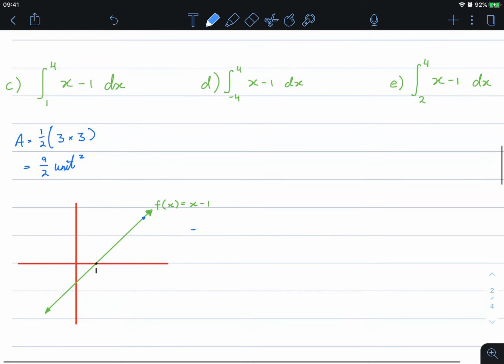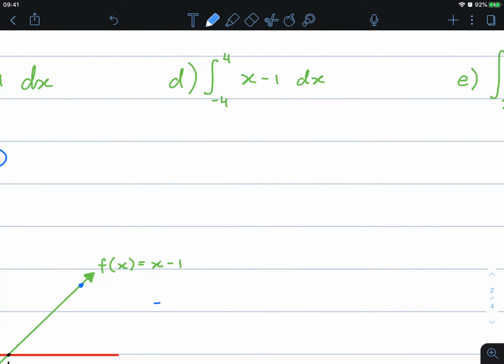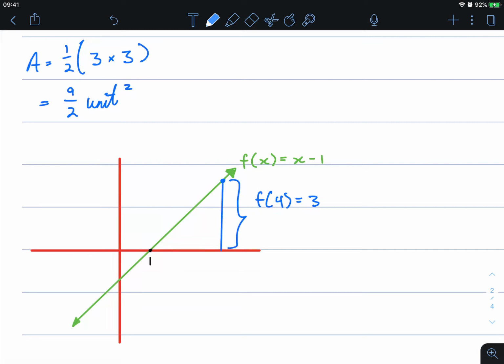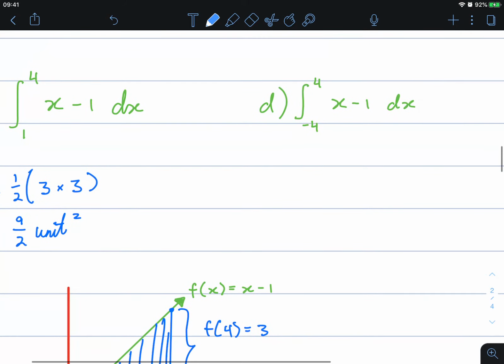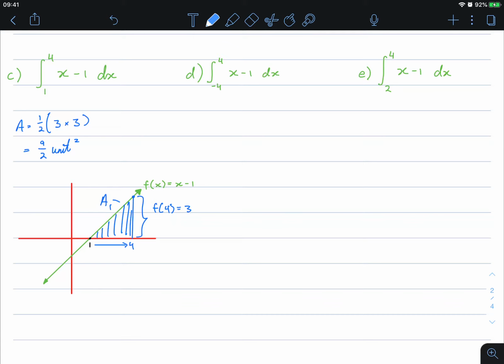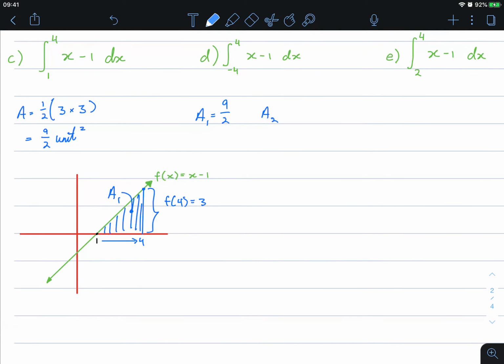Now if we wanted it from -4 until 4 of the same function, actually we'll just keep that there, so we already have this area. Okay, so we can break this into two shapes. Let's call this one here area 1. So area 1 is equal to the previous one, 9/2. And we just need to add that area 2, from -4 until 1.